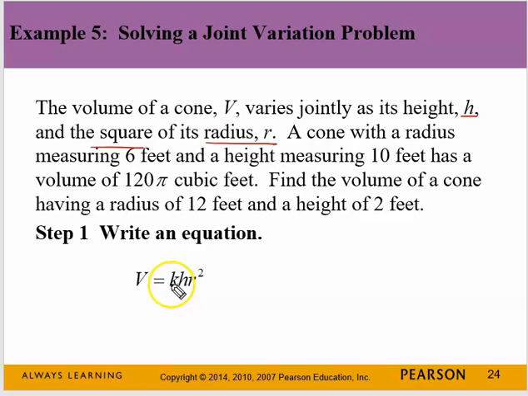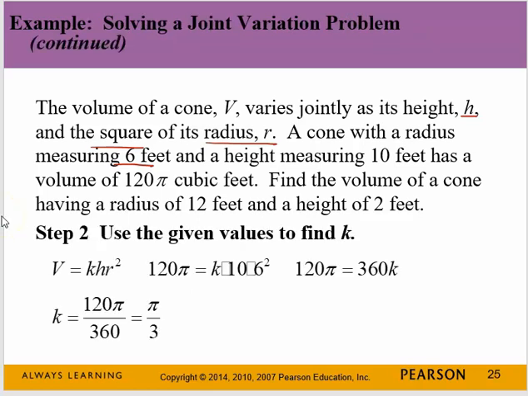What we don't know is what is the constant of variation. So they're giving us values. The radius is 6. Remember, we're going to have to square that radius. The height, the h, is 10. And the volume is 120 pi cubic feet. Okay, so let's go to our second slide.